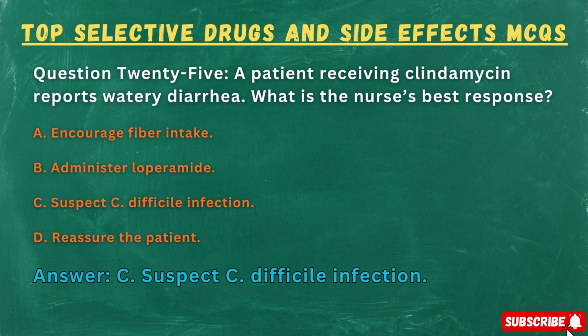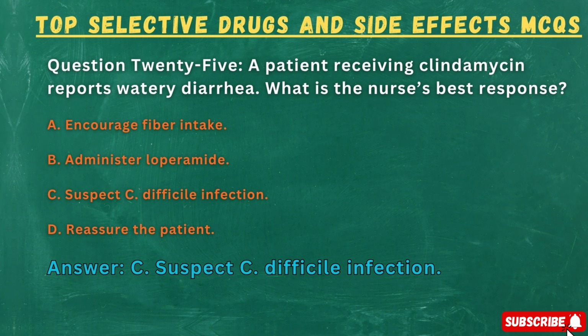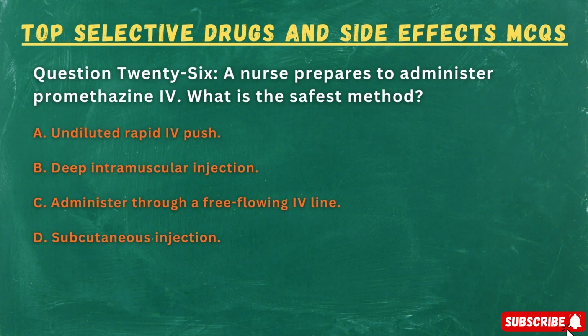Answer. C. Suspect C. difficile infection. Question 26. A nurse prepares to administer promethazine IV. What is the safest method? A. Undiluted rapid IV push. B. Deep intramuscular injection. C. Administer through a free-flowing IV line. D. Subcutaneous injection.